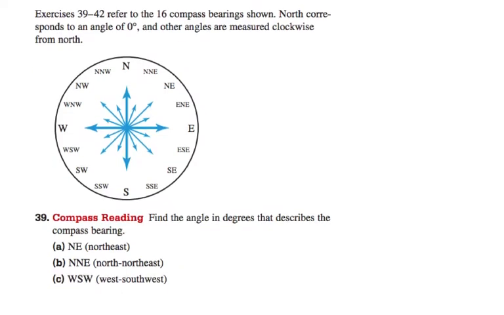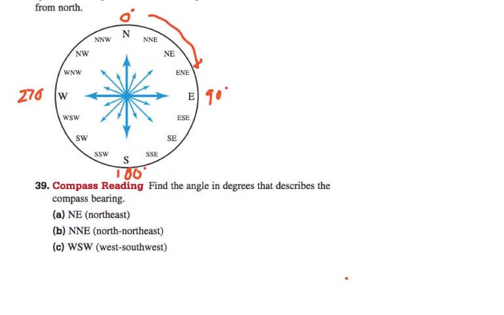Alright, so then we have a 16 compass bearing shown here. And we want north corresponding to angle of 0 degrees, okay? And the other angles are measured clockwise, so clockwise means the way that a hand would move on a clock from the north. So, for instance, this is 90 degrees, and this is 180 degrees for a circle, and then 270, and then potentially 360 would be back up at top. So, we need to find the angle in degrees that describes the compass bearing.